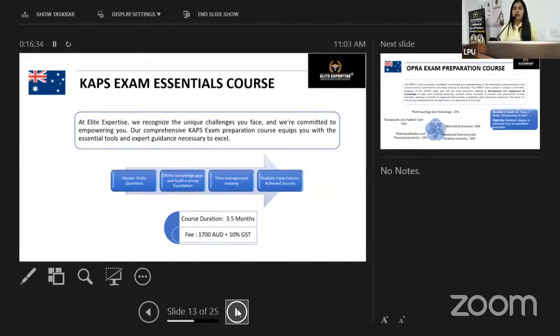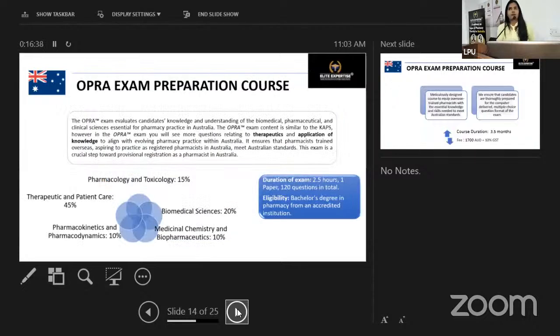First, I would like to start with KAPS. The KAPS exam refers to the Knowledge Assessment of Pharmaceutical Sciences, where the Australian Pharmacy Council expects a candidate from overseas to put all their knowledge into practice. So they conduct a license exam to invite overseas candidates to Australia or New Zealand.